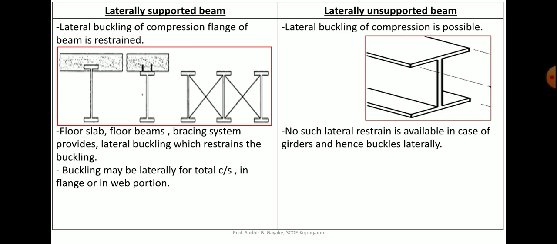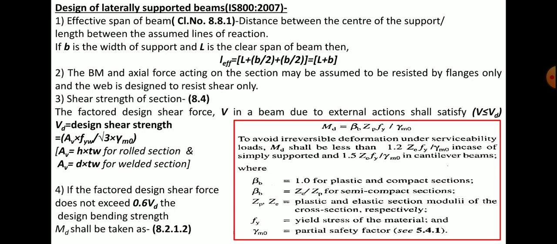A few examples are here: floor slabs, floor beams or bracing systems are examples of lateral restraints. Such restraints are not possible in the case of laterally unsupported beams. Next we are going to see the design of laterally supported beams as per IS 800 2007.